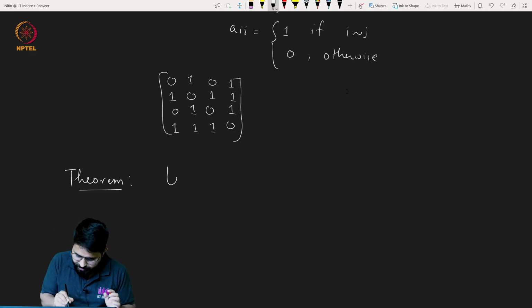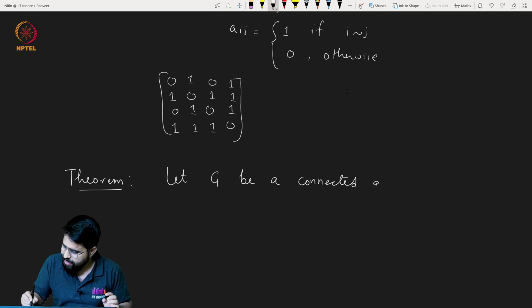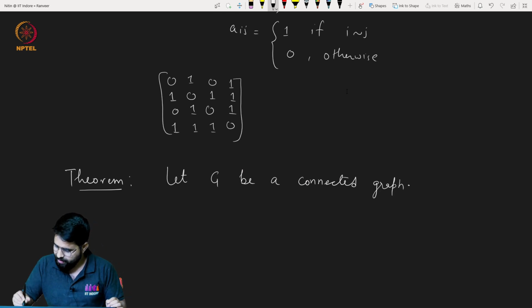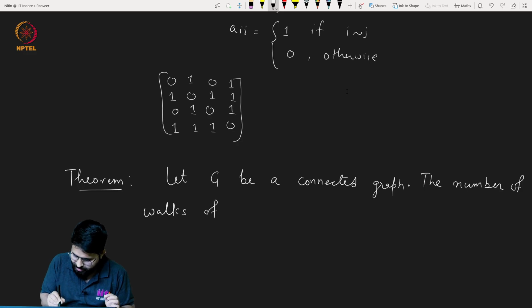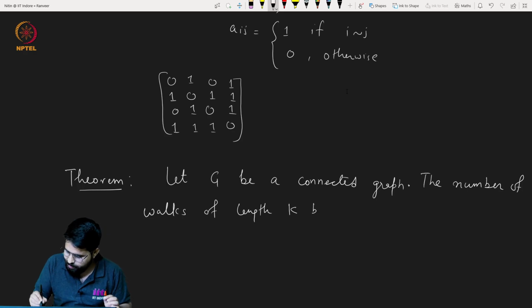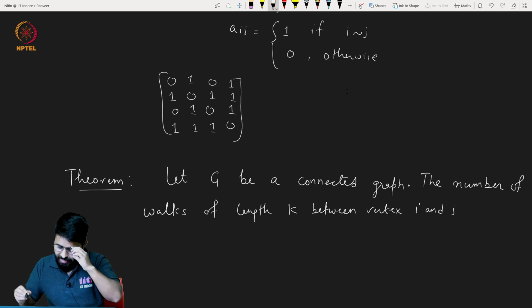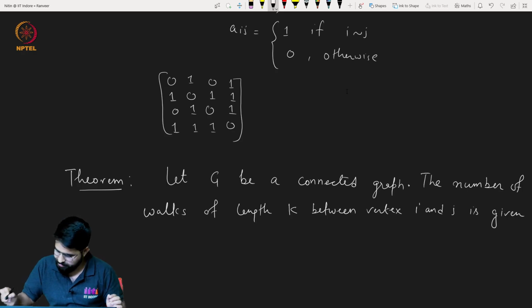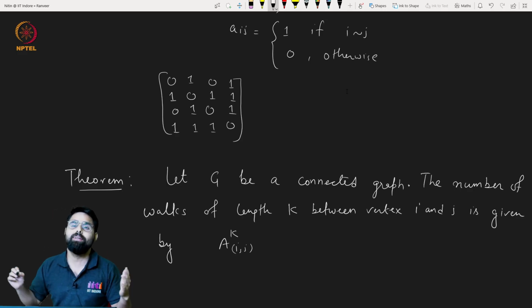Let G be a connected graph. The number of walks of length k between vertices i and j is given by A to the power k, i comma j. The ijth entry of A to the power k.